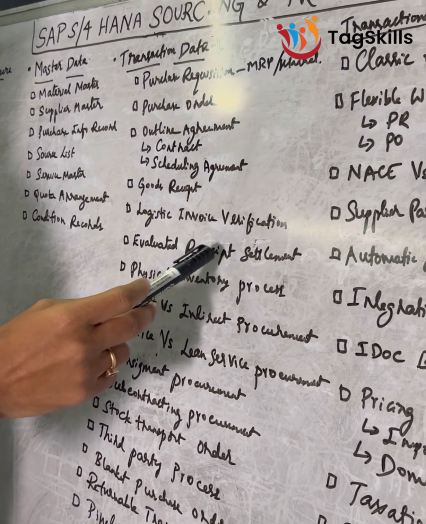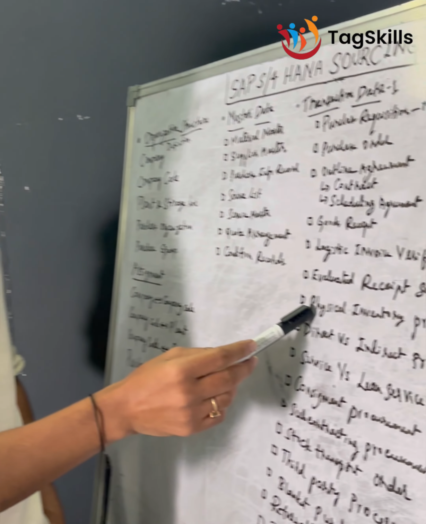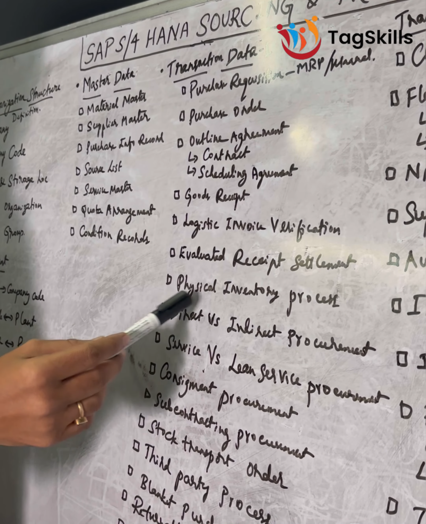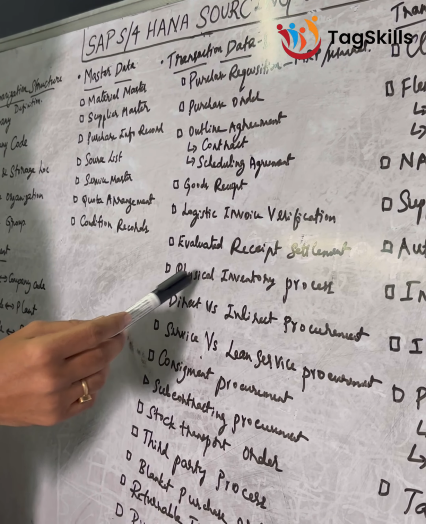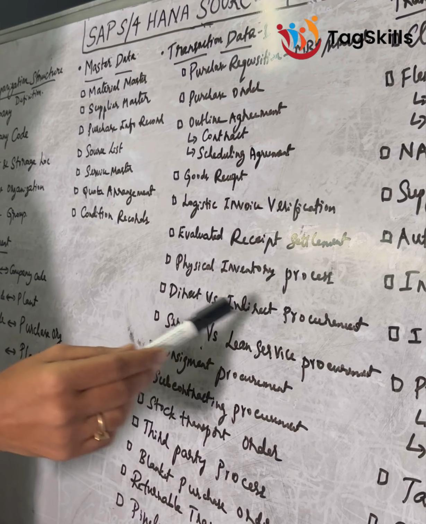Then ERS is more about where the supplier is regularly supplying the goods, and then you are setting up the ERS process over there. Then the physical inventory process is more about, every semi-annually or annually, you are going to manage the inventory activity. That is called the physical inventory process. Then direct versus indirect procurement will be there. You have to understand that end-to-end scenario.